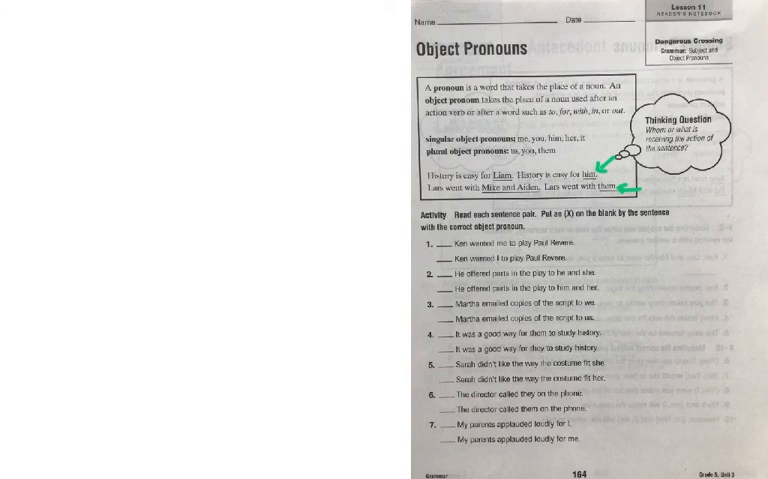For your activity today, for each number, you're going to have 2 sentences, and one of those sentences is going to have the correct object pronoun, and one of them is going to be incorrect. You're going to put an X marking the one that is correct. Number 1, the 2 sentences read, Ken wanted me to play Paul Revere, or Ken wanted I to play Paul Revere. Well, Ken wanted me, so me is the correct singular object pronoun. And so you're going to put an X on the first line because that's the correct one.